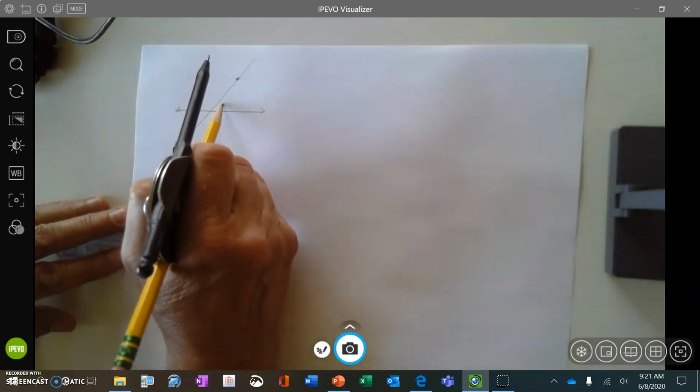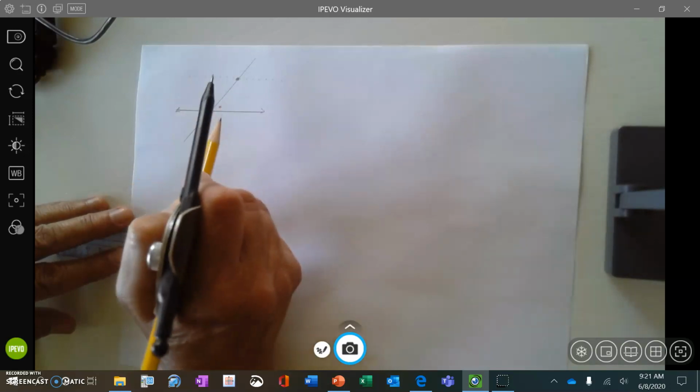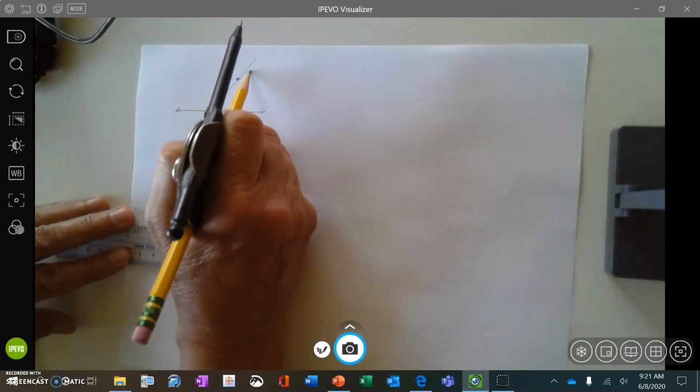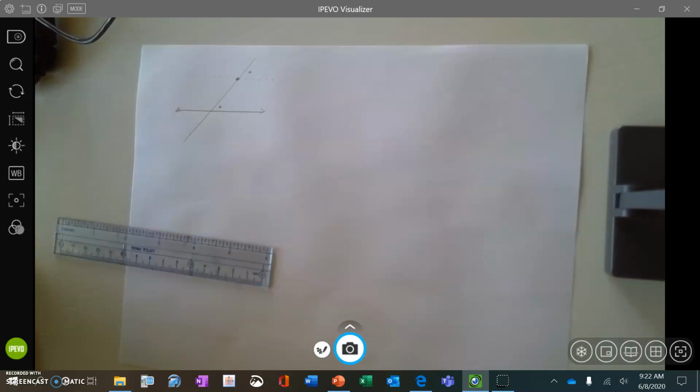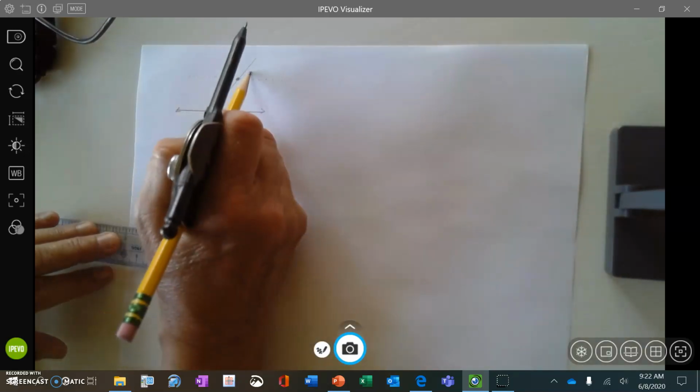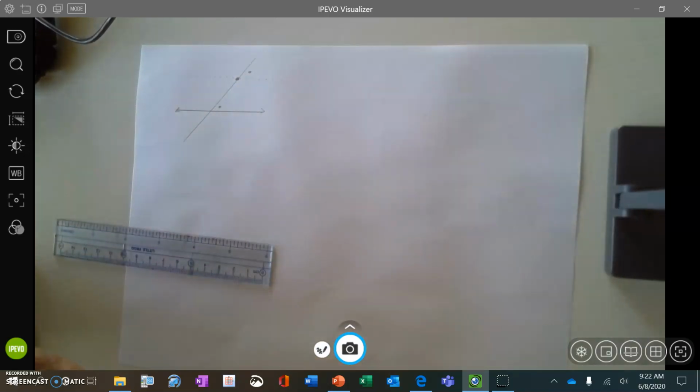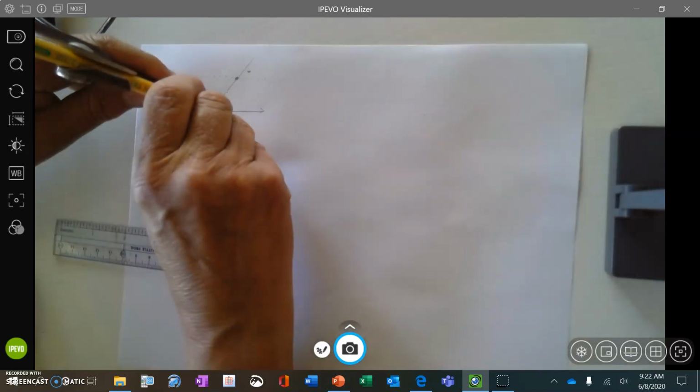That creates an angle here and an angle here that are corresponding angles. So if I could get both of those angles to be equal to each other, to copy one onto the other, I would know where my parallel line would be. So I am going to copy this angle.